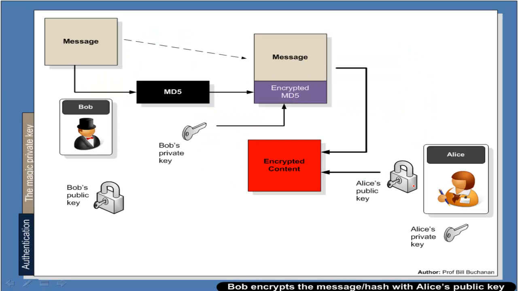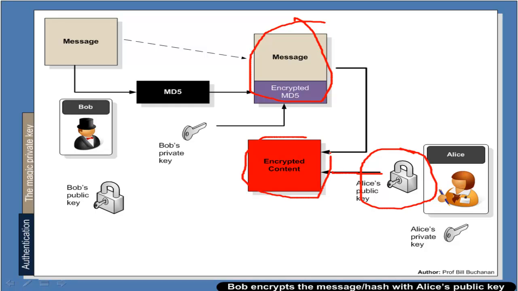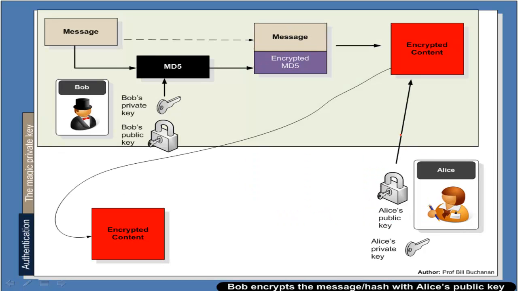If Bob is sending to Alice, the next thing that must happen is that Alice's public key is used to encrypt the whole of the message plus the MD5 encrypted hash signature. So then after this we have our encrypted content which can be sent to Alice.